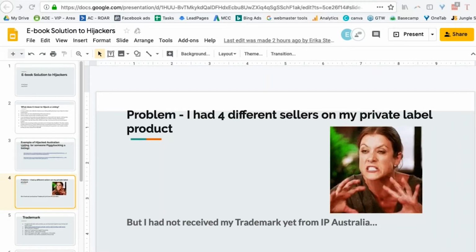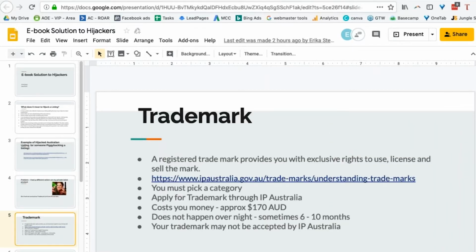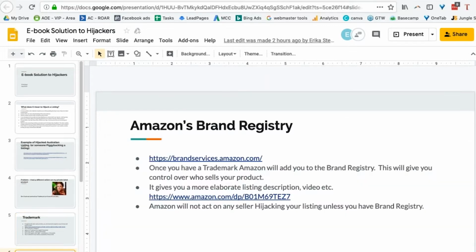So if you go to the next slide, please, Neil. So trademark means that you've got exclusive rights to license and sell the mark, and there's a link there to go and get them. You've got to pick a category to sell in. You apply through IP Australia. It costs about $170, but the problem is it takes sometimes 6 to 10 months, and sometimes you might not even be accepted by IP Australia. And meanwhile, you don't wait for that while you're selling. You put your listing up anyway. So you go to the next one, Neil.